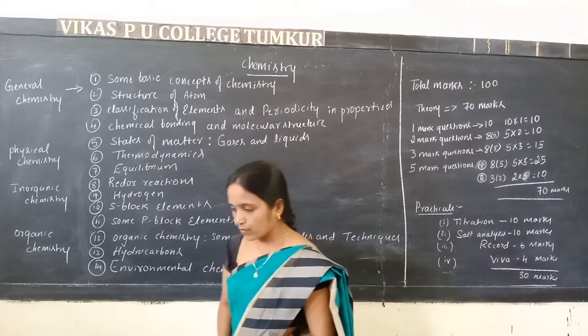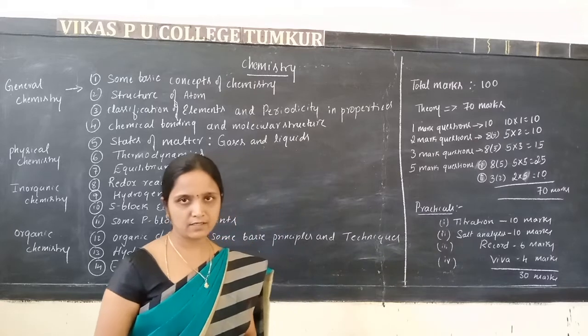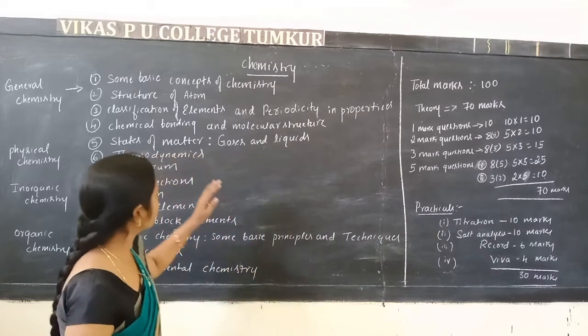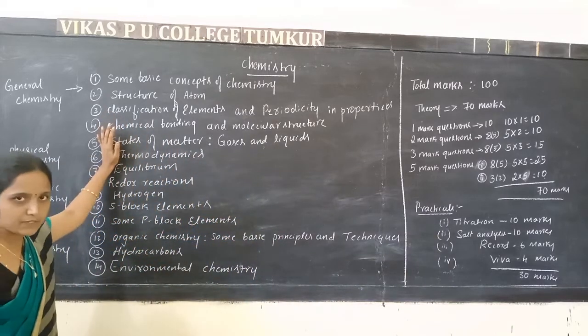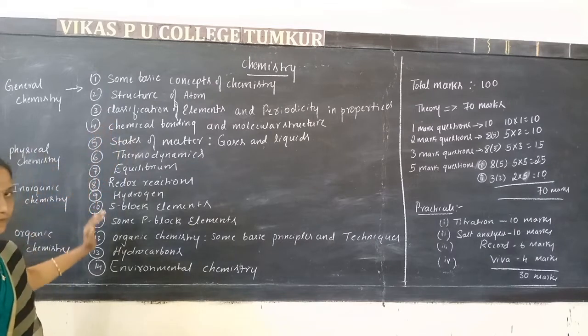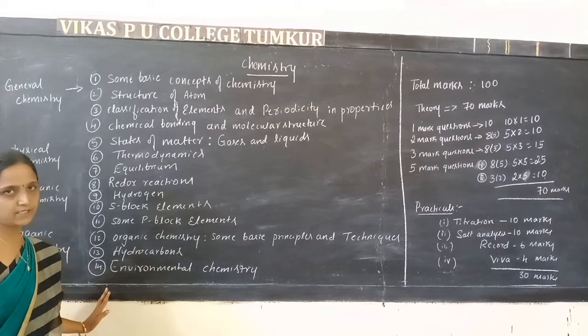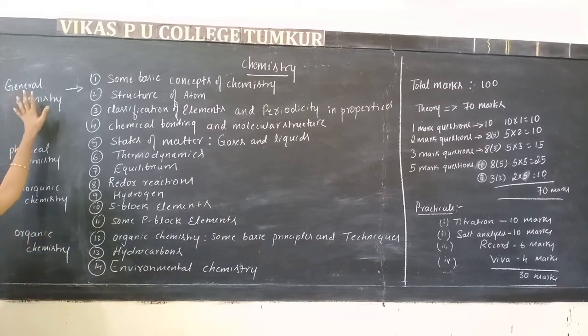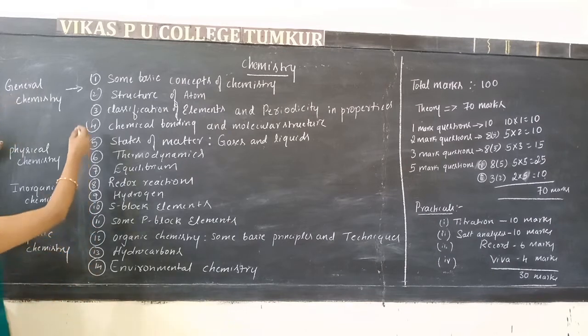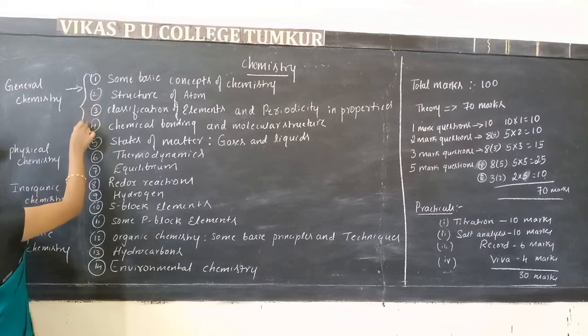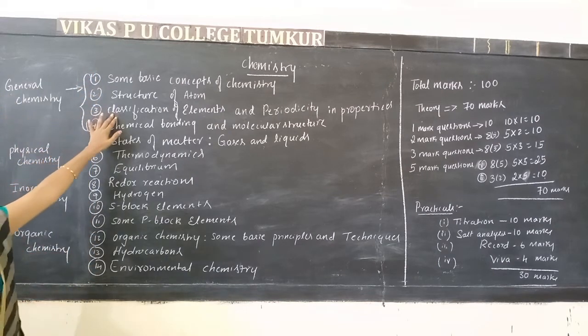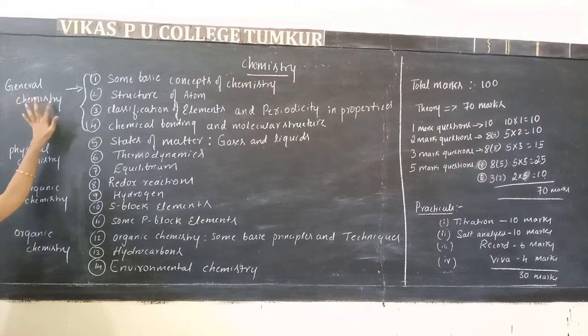There are a total of 14 units in chemistry. In your prescribed syllabus for the first year PUC, we are going to divide these 14 units into 4 parts. The first part is called general chemistry. In general chemistry there are 4 chapters.